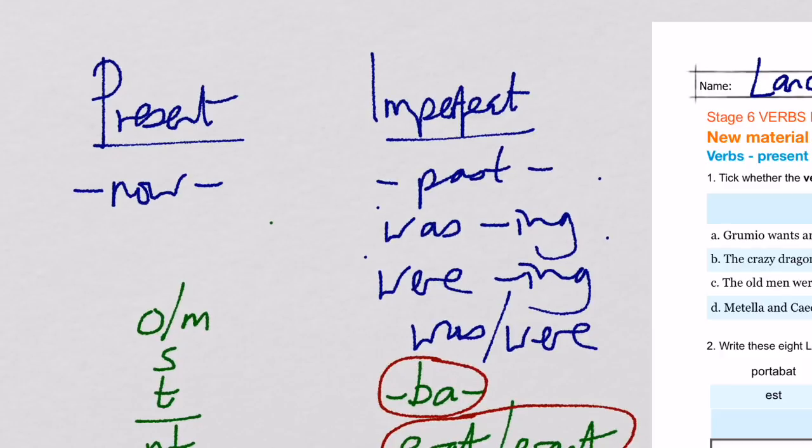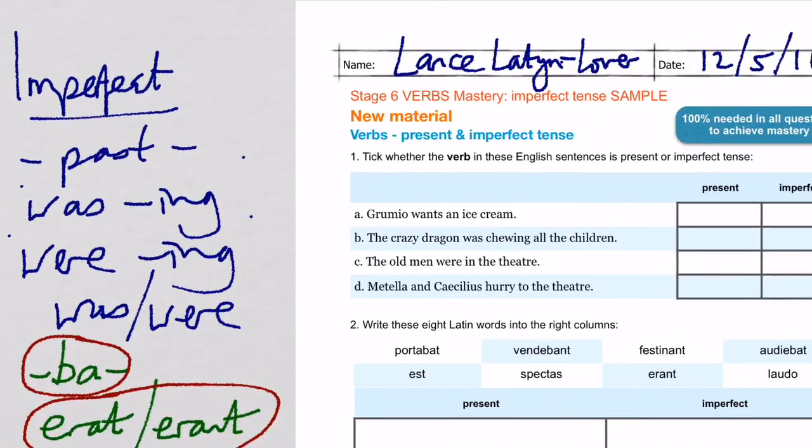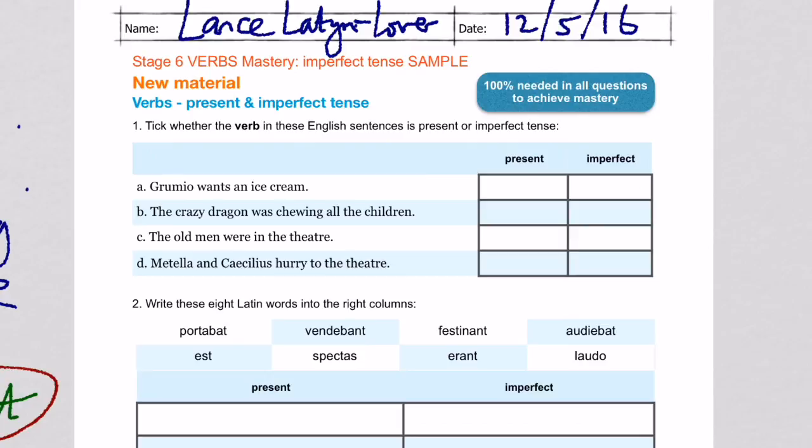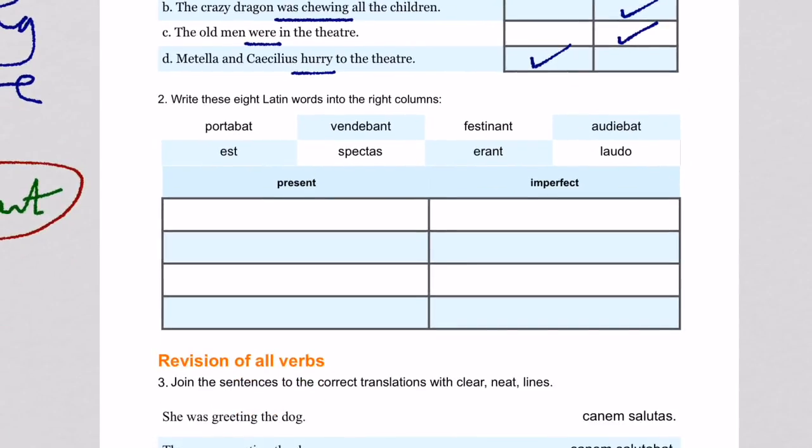Okay, so looking over here again, it tells me the present tense is happening now and the imperfect is in the past and means was or were something-ing. So looking at this, Grumio wants the ice cream. That's going to be now. That's the present. The dragon was chewing. That's was something-ing, so imperfect. The old men were. That's was or were, so that's also imperfect. And Metella and Caecilius hurry. They're doing that now. It's not were hurrying, it's hurry now. So that's the present tense. Okay, first section done. Now, second section.